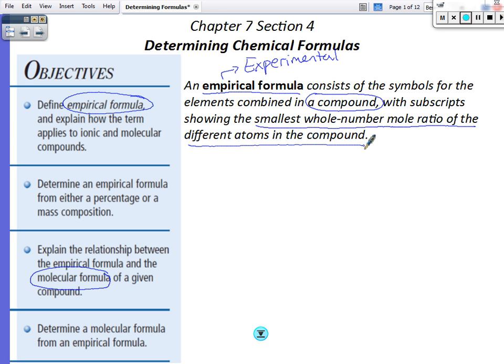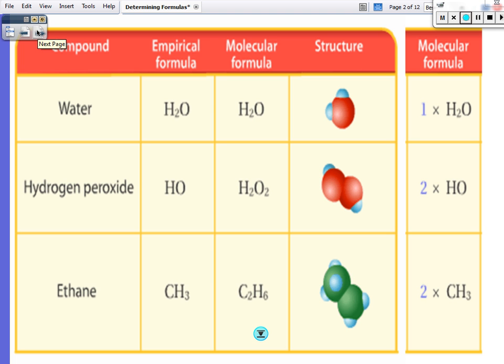The molecular formula we're going to get to later. However, we'd like you to see it. Looking at this picture here, here is a water molecule. One oxygen bound to two hydrogens. The molecular formula there is two hydrogens, one oxygen. The nice part about water is it has the same empirical formula. That's the lowest whole number ratio of atoms.